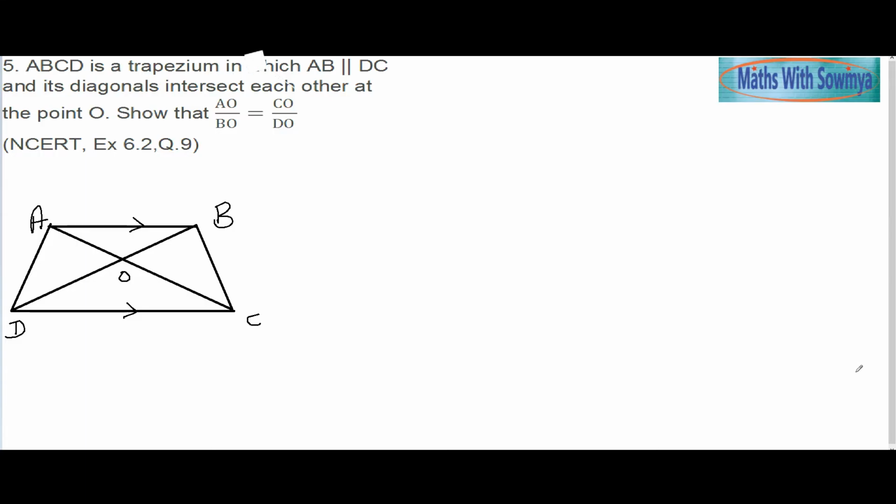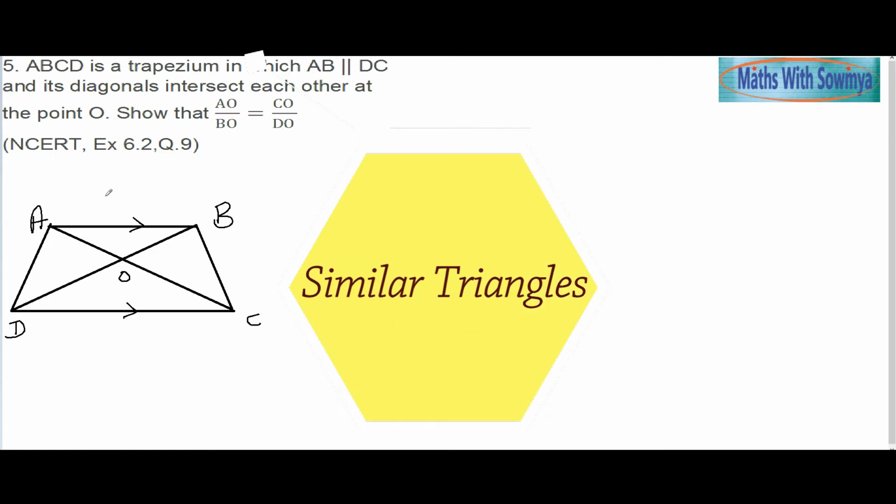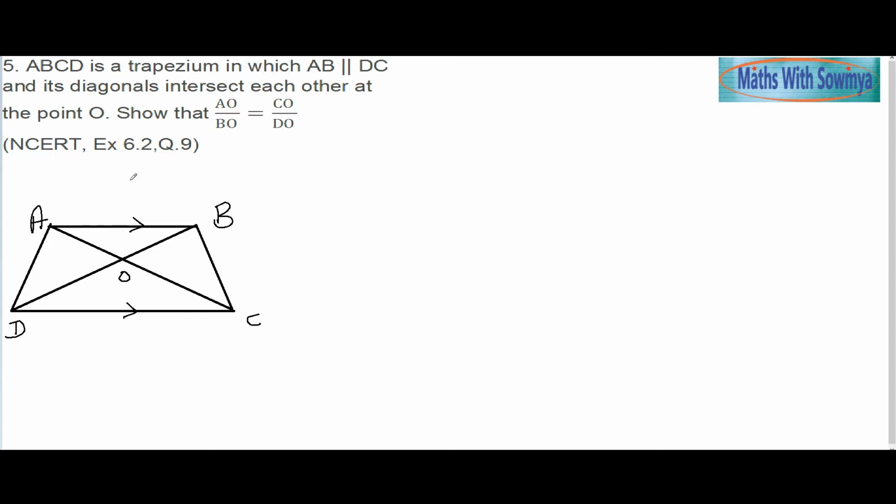So now let us take this sum, which is also from NCERT exercise 6.2, question 9. ABCD is a trapezium in which AB and CD are parallel, and their diagonals intersect at O. You have to show this.